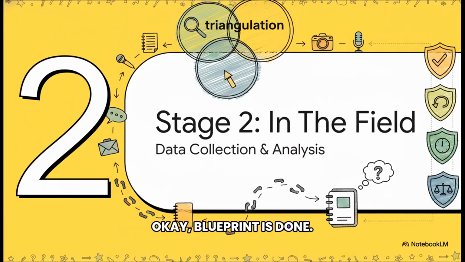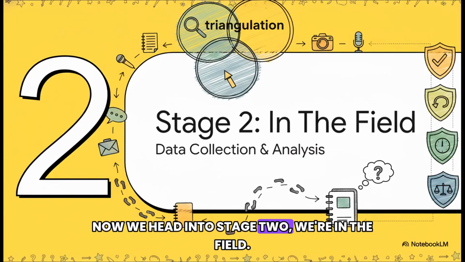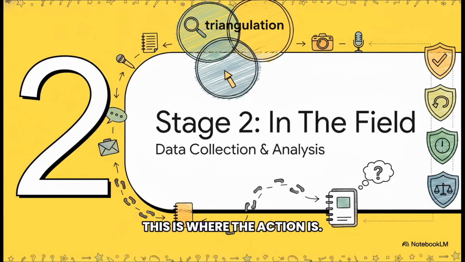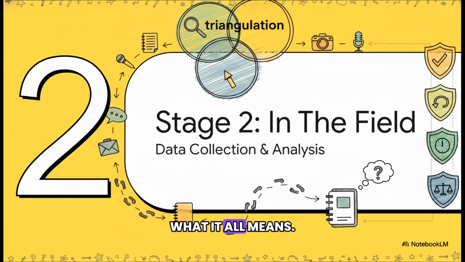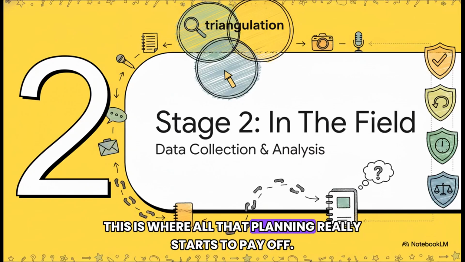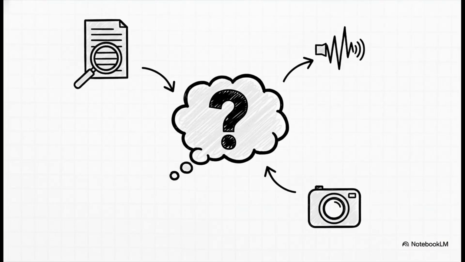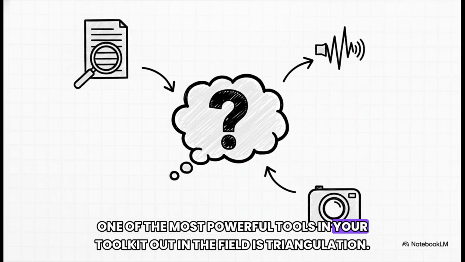Okay, blueprint is done. Now we head into stage 2. We're in the field. This is where the action is. We're gathering data, we're talking to people, and we're starting to figure out what it all means. This is where all that planning really starts to pay off. One of the most powerful tools in your toolkit out in the field is triangulation.